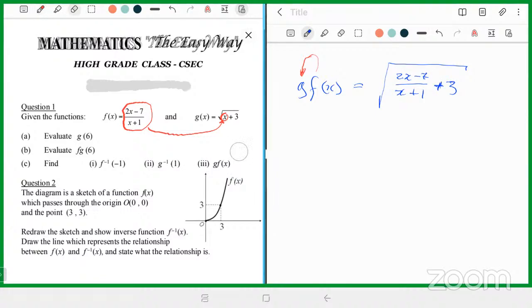That finishes that question. Next question down here is that they gave us a sketch.